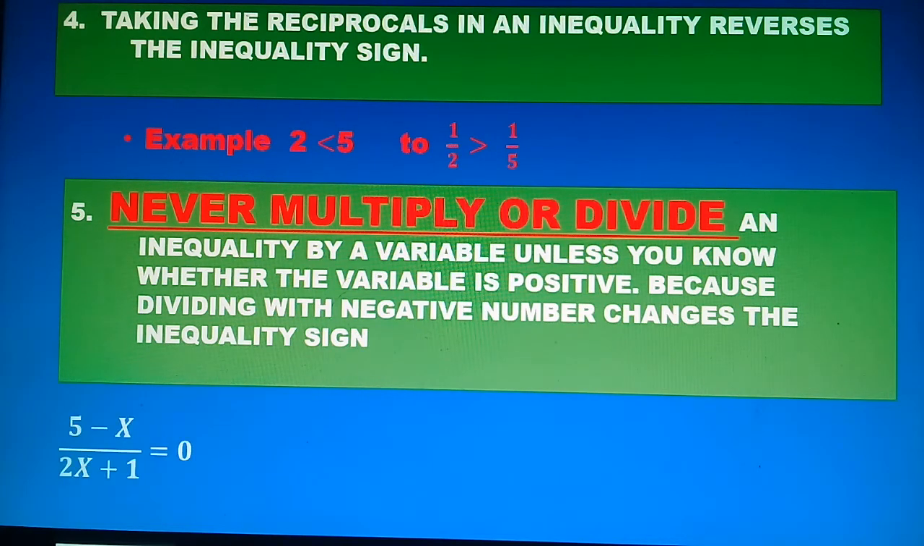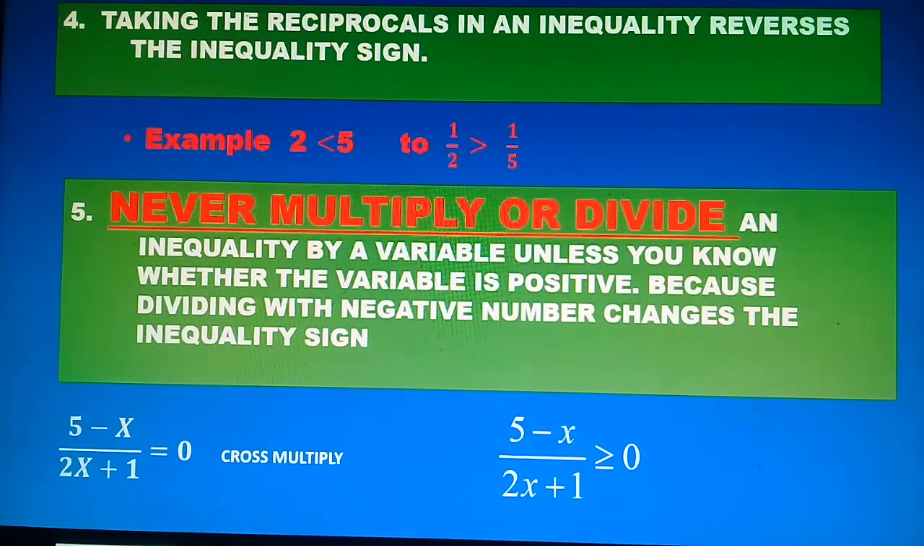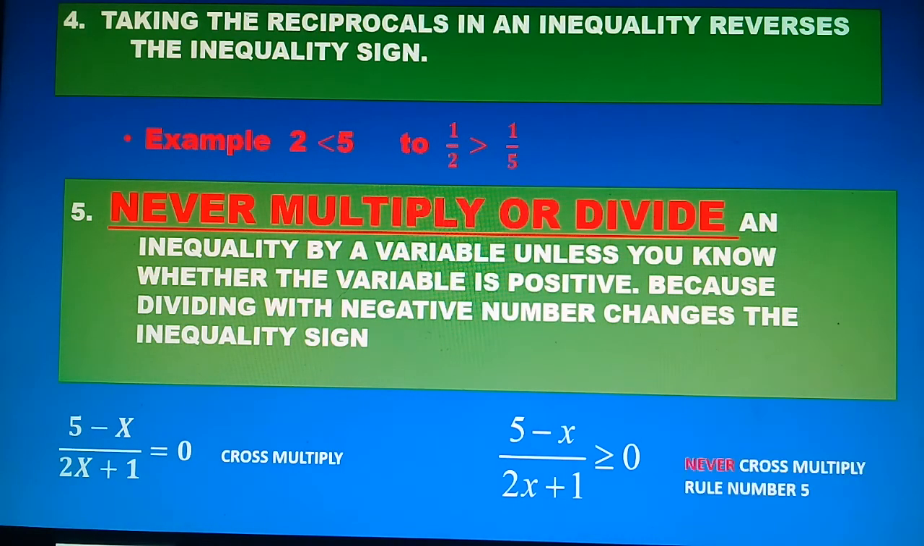Let's just look at an example of rule number 5. If we have something like (5 minus x) divided by (2x plus 1), what we normally do in algebra is cross multiply and solve for x. But now in inequalities, if I have (5 minus x) divided by (2x plus 1) greater or equal to 0, one might tend to cross multiply in order to solve for x. But what does rule number 5 say? Never multiply or cross multiply in an inequality. It means we don't have to cross multiply here. That is the most important thing. Rule number 1 up to rule number 5 in the inequalities. Wow, how nice is mathematics. I hope you still enjoy this one.